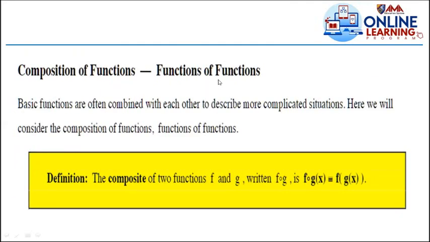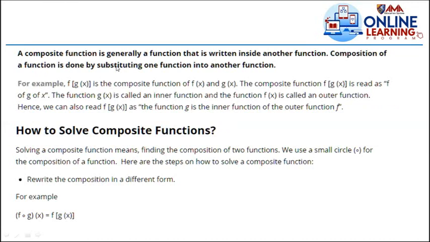Okay, we have also another formula or discussion for composition of functions. We call this one the function of functions. Basic functions are often combined with each other to describe more complicated situations. Here, we'll consider the composition of functions, the functions of functions. So definition, the composite of the functions f and g, written as f of g, is f of g of x is equal to f of g of x. Okay? Sabi dito, a composite function is generally a function that is written inside another function.